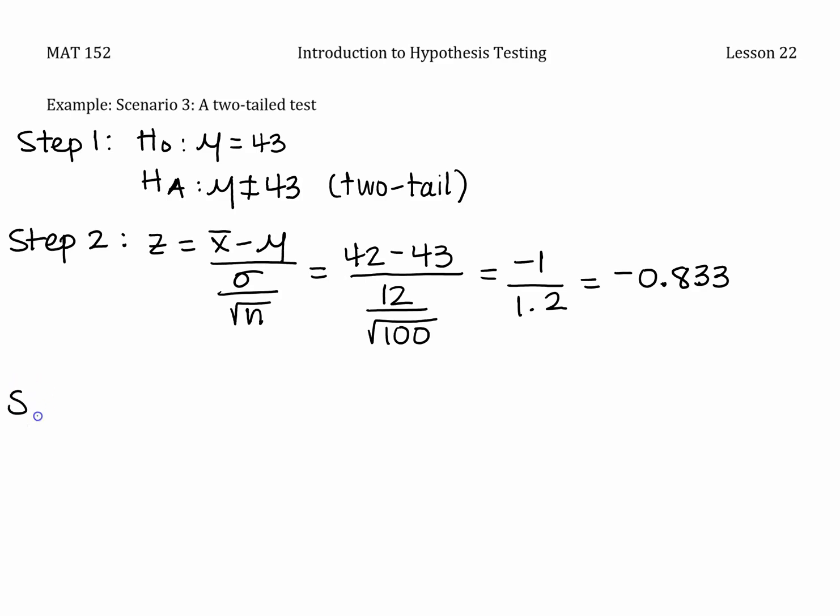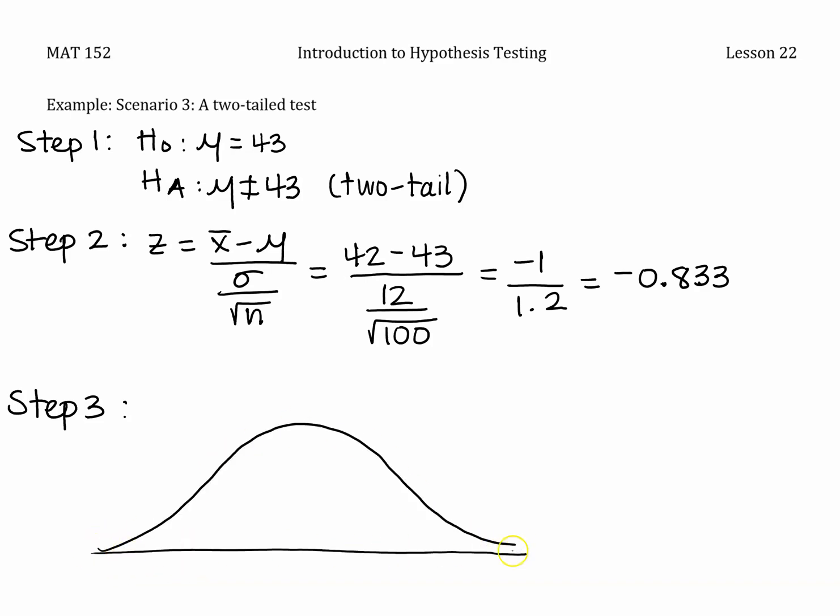Now for step 3, we will draw our rejection region and determine what our critical values are. I will start off by drawing a bell curve. This is a two-tailed test, so I'm going to have two rejection regions, one to the left and one to the right. Alpha is still equal to 0.05. Remember, that's something that will be given to us. And this needs to be shared in between the two tails. So this 0.05, or alpha, is the area of the rejection region.